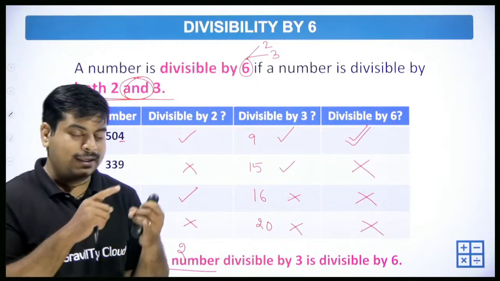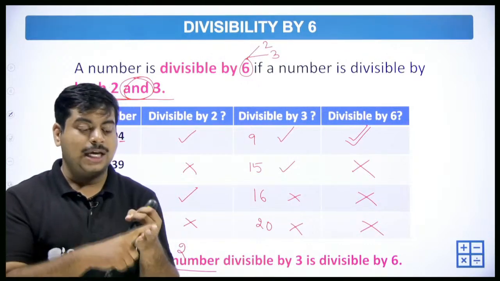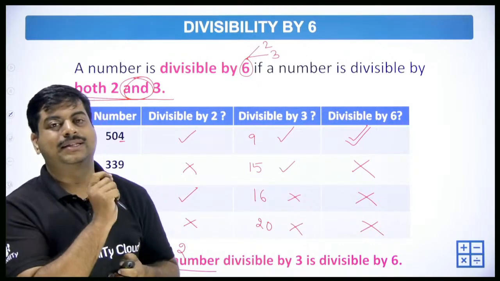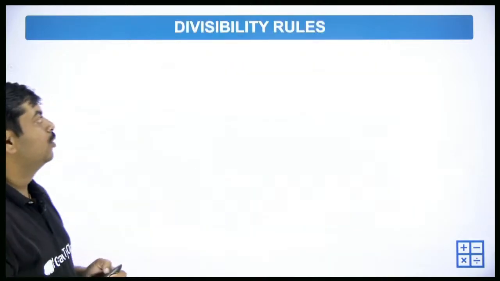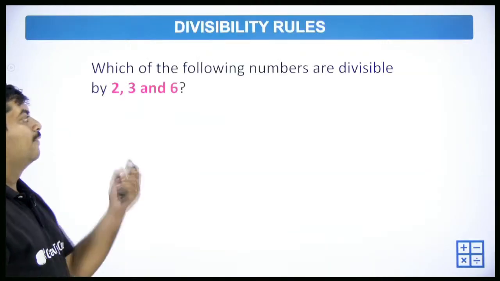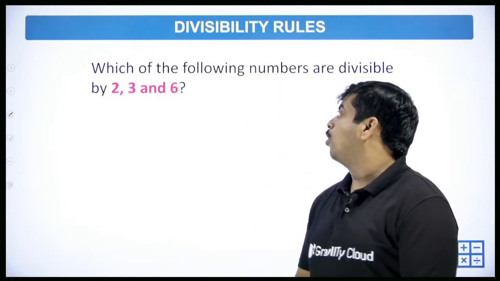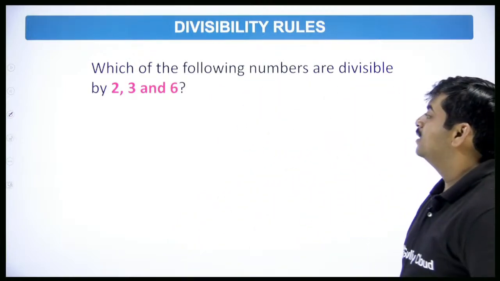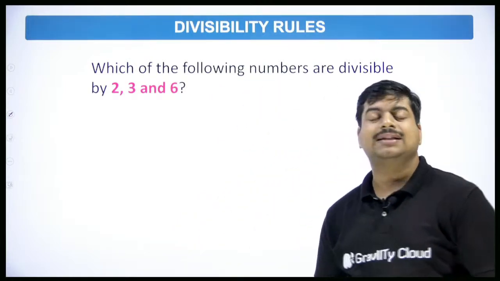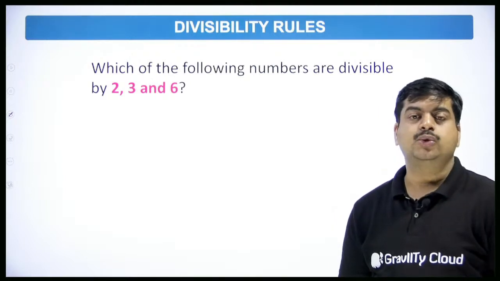Right. We started with 2, we started with 3. 2 into 3, we started with 6. Okay, so let's move ahead to know the next divisibility rule. Okay, we have a small question here. Which of the following numbers are divisible by 2, 3 and 6?